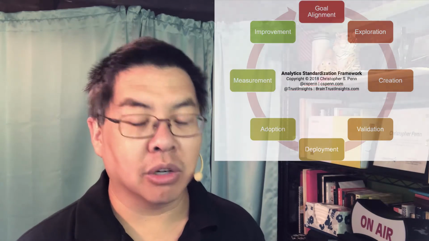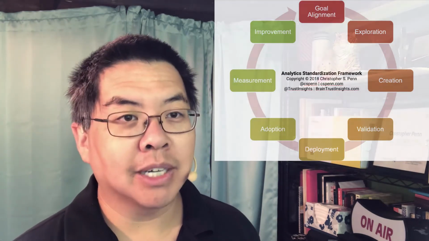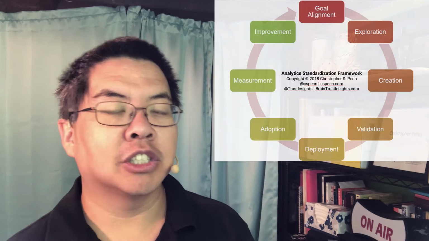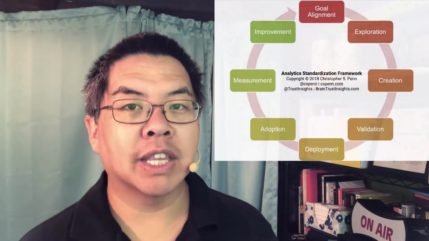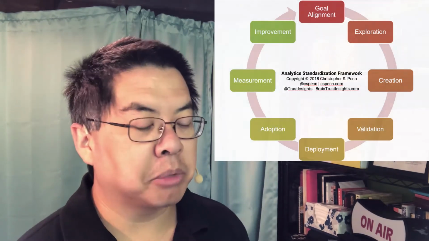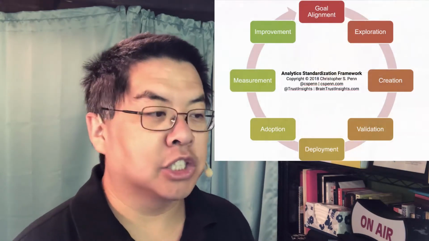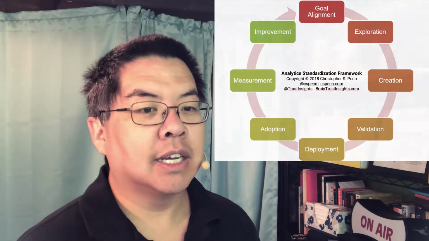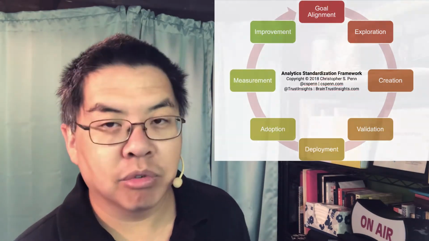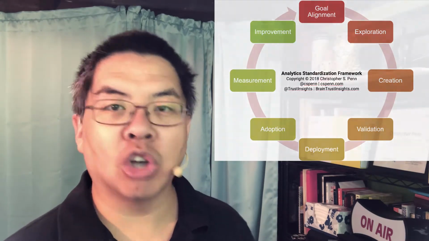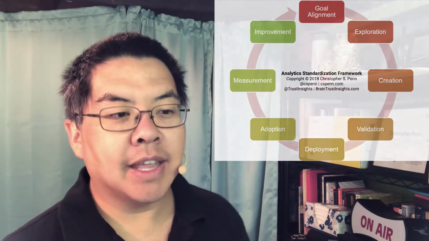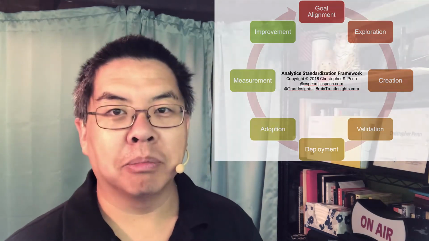Because chances are, hopefully, you've worked out a good number of the bugs in the creation and validation stage. So the improvement may be improving the uptake of the model and its participation. There will, of course, be things like software changes, software updates. As technologies change, that improvement and refinement process is always ongoing. And then brings us full circle back to goal alignment.